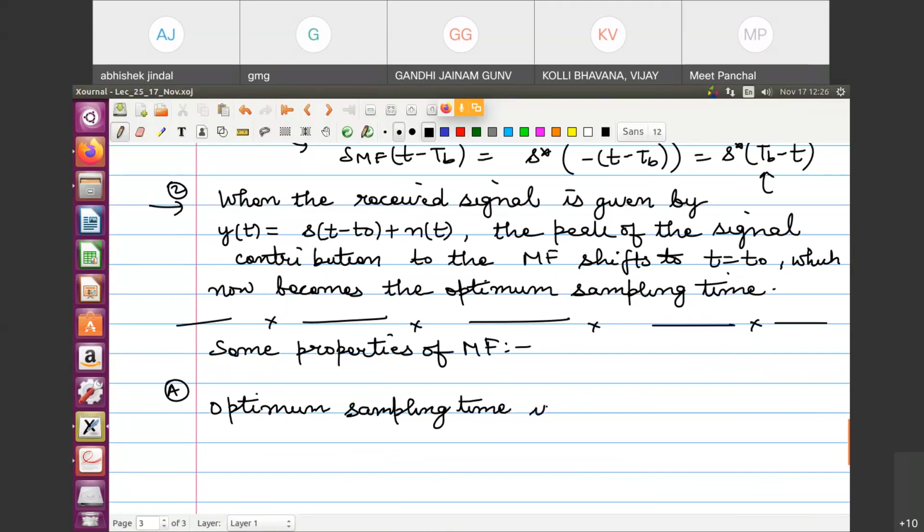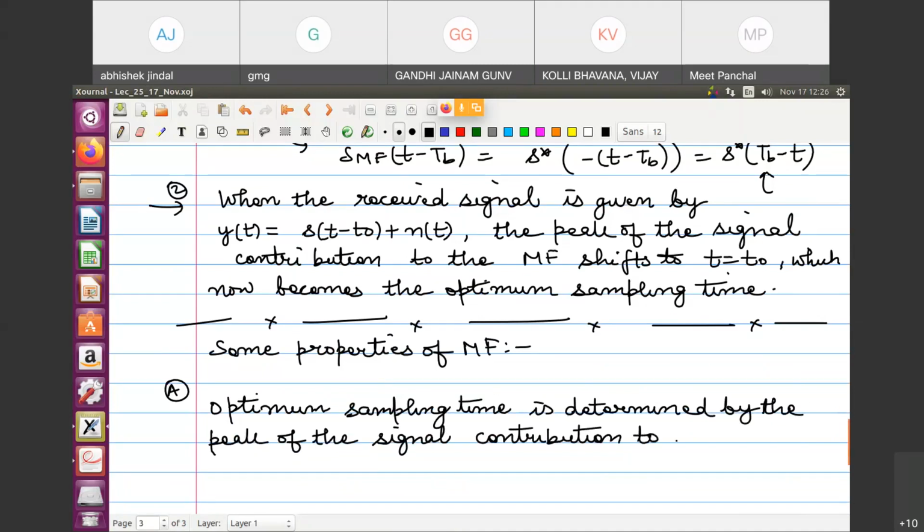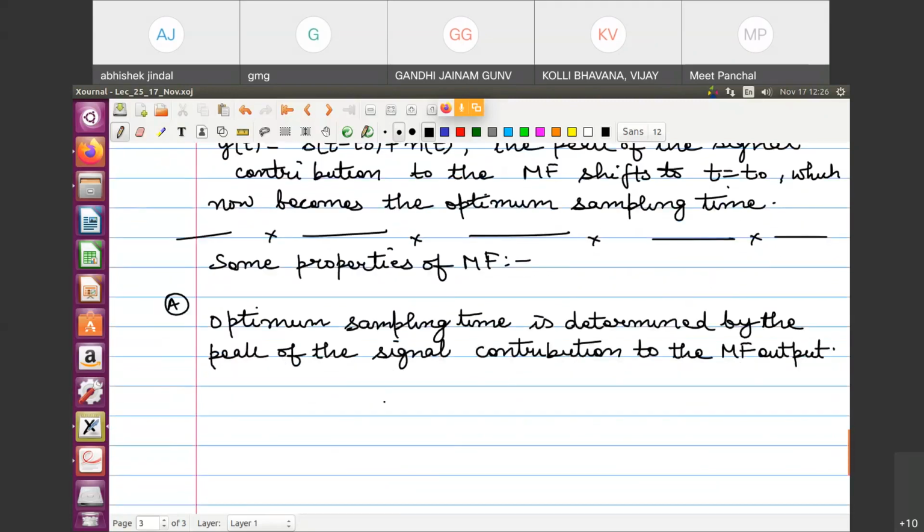Optimum sampling time is determined by the peak of the signal contribution to the matched filter output. This we have seen: the optimum sampling time does not depend on noise, it depends on the peak of the signal contribution to the matched filter output.